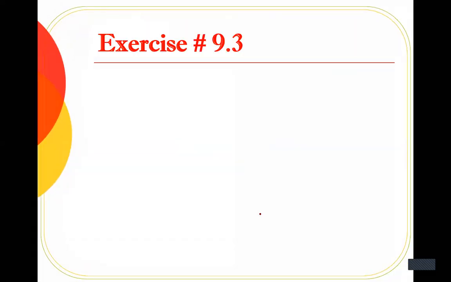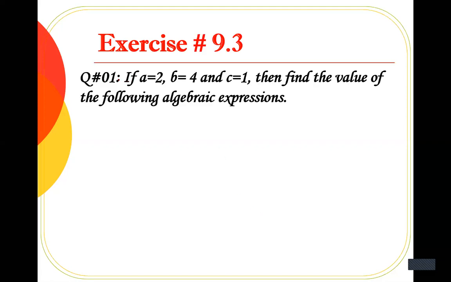Now we are going to start our exercise number 9.3 with the help of previous examples. In exercise 9.3, question number 1: if your variable a is equal to 2, b is equal to 4, and c is equal to 1, then find the value of the following algebraic expressions. It means you will replace variable a with 2, b with 4, and c with 1. Here you have the expression a plus b plus c.